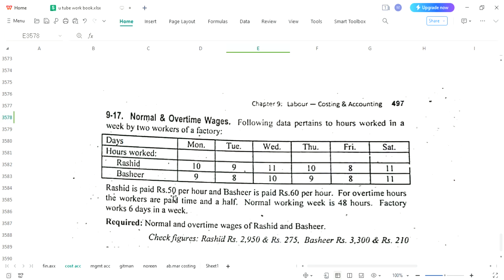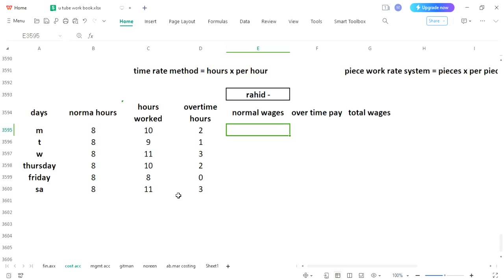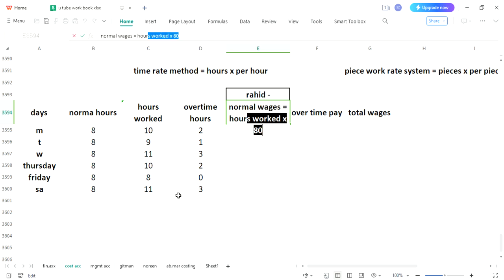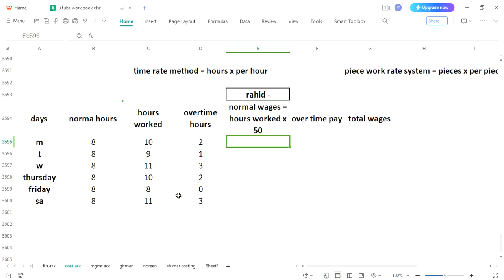Rashid is paid normal wages of 50 per hour. We will see hours worked, and it would be multiplied with 50. This way you can calculate normal wages of Rashid. Hours worked 10, multiplied by 50. So 10 multiplied by 50 is 500, and now you will calculate for Tuesday.